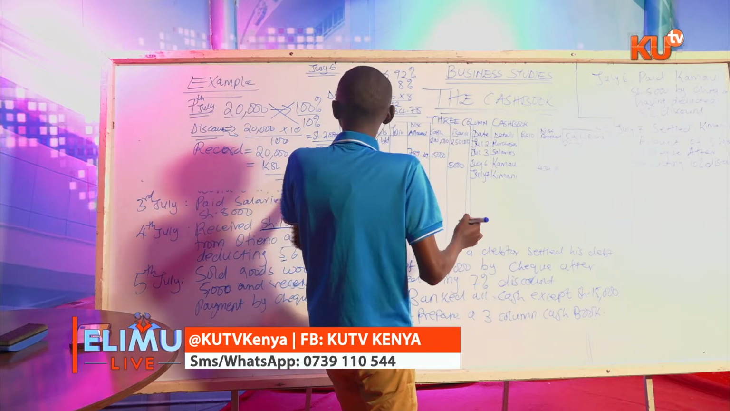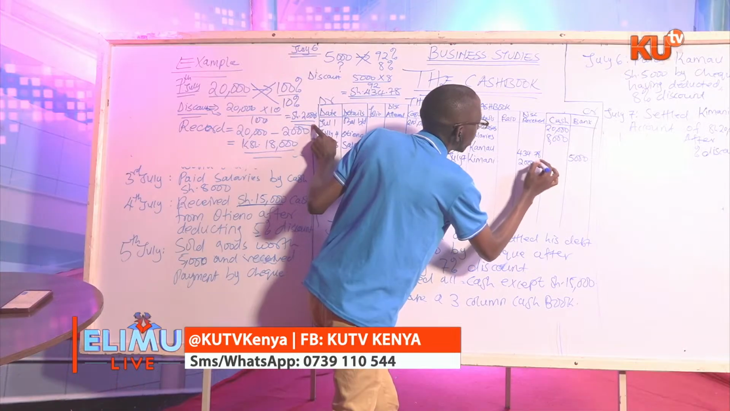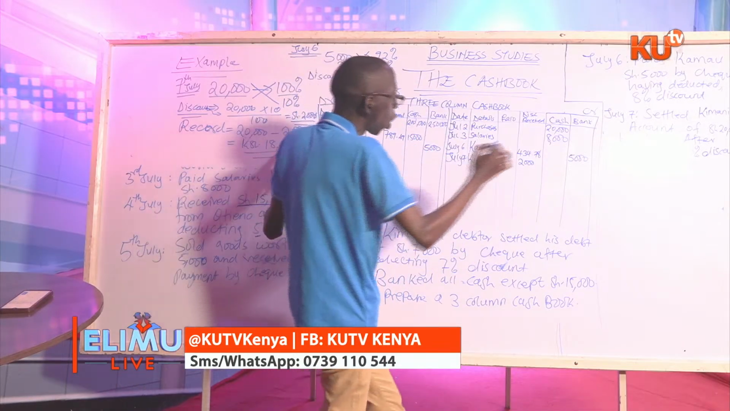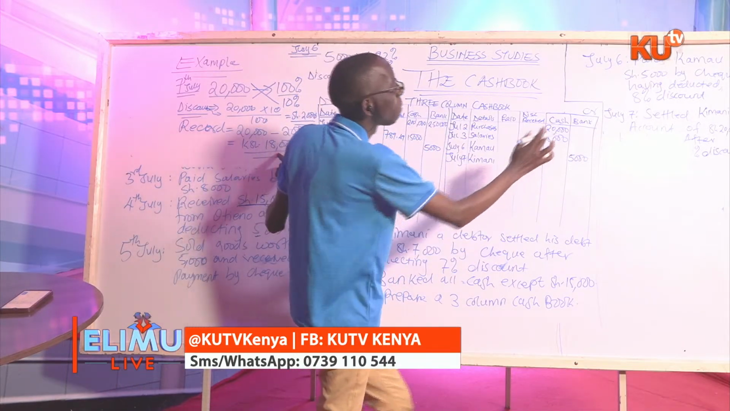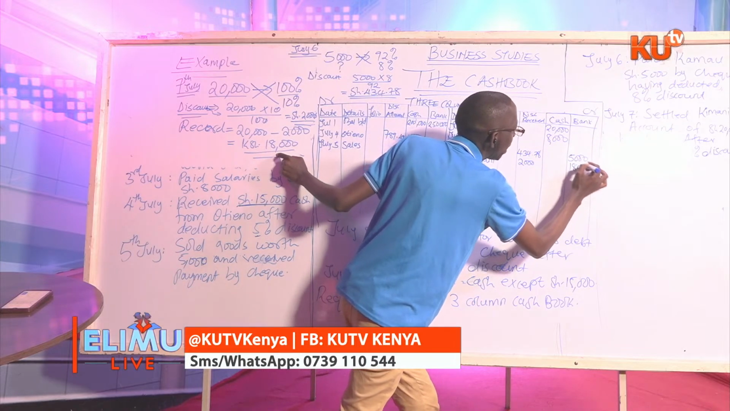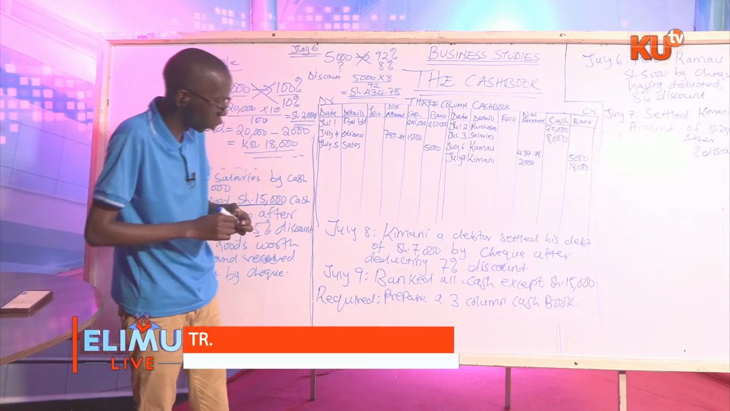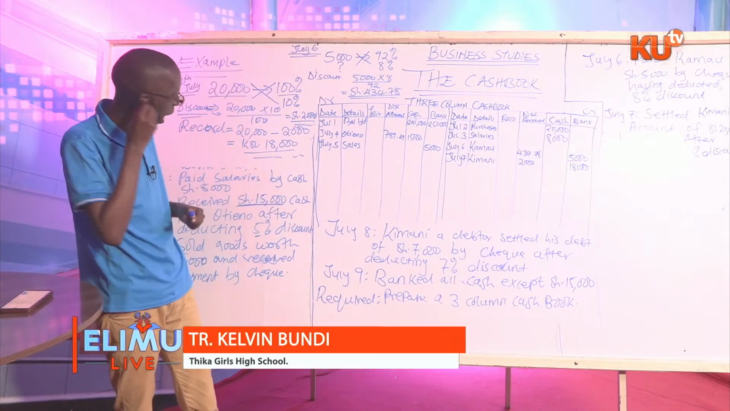Then discount received is 2,000. Discount is 2,000. Then the amount you record is 18,000 by check. So it's 18,000 on the bank column. I believe that you are understanding because we are now in July 8. What happened in July 8?